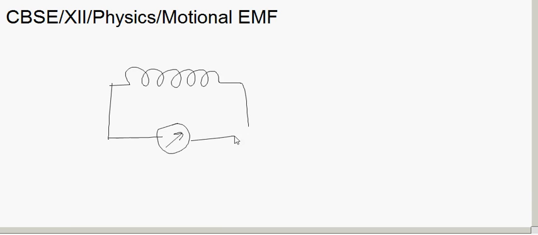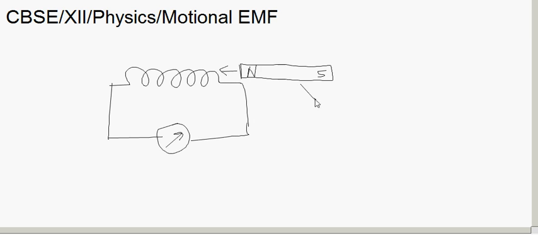We were discussing electromagnetic induction, and we know that when we have a varying magnetic field, we can produce EMF. That's the electromagnetic induction principle. For example, if you have a coil connected to a galvanometer, and a magnet is moved away or towards the coil, you can see a deflection in this galvanometer. That is due to electromagnetic induction.